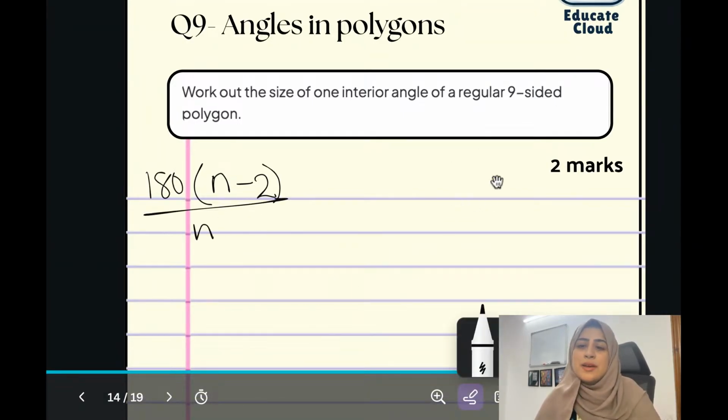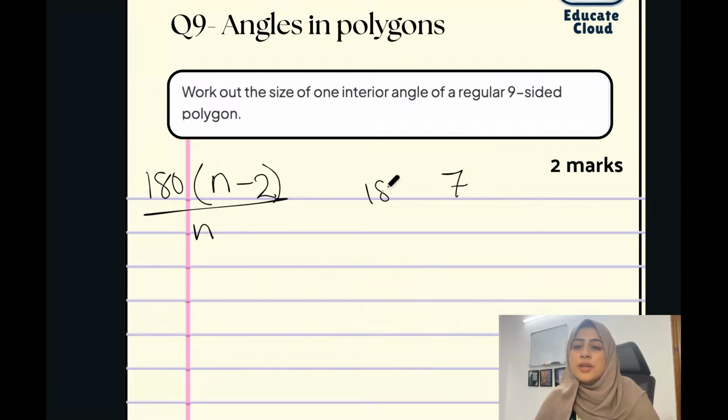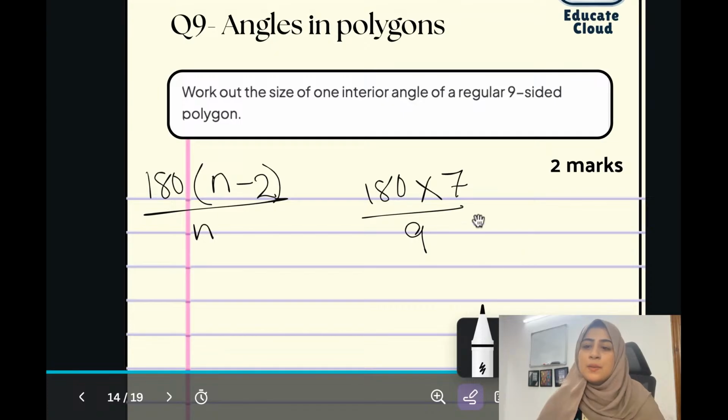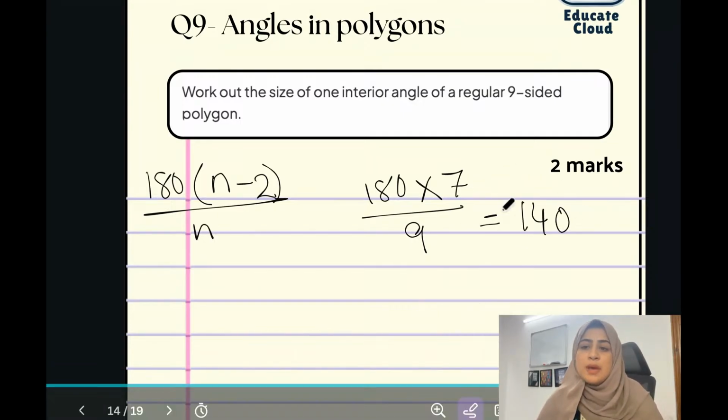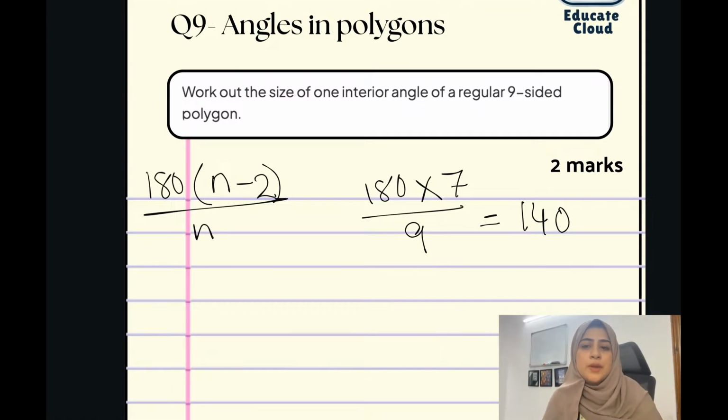So we have 9 sides, so we can take away 2 to get 7, then do 180 times by 7, and then divide it by 9 to get the size of one of those interior angles. So 180 times by 7, and then divided by 9. So that would give us 140 per interior angle of the polygon. Okay.